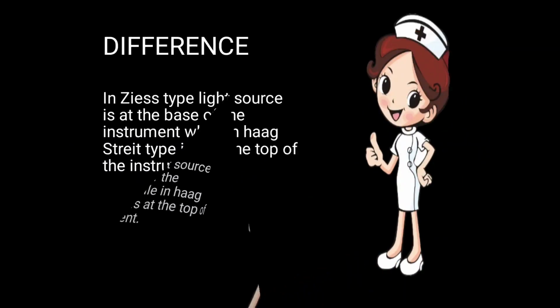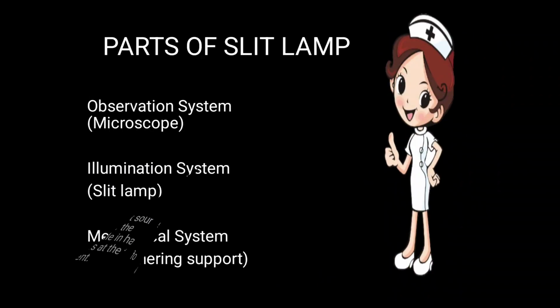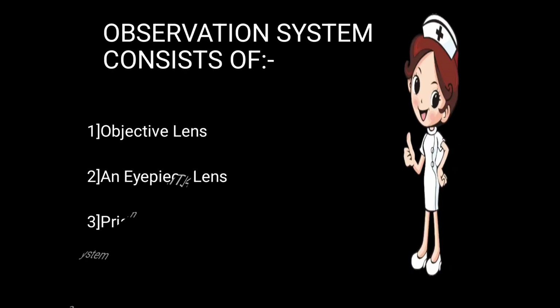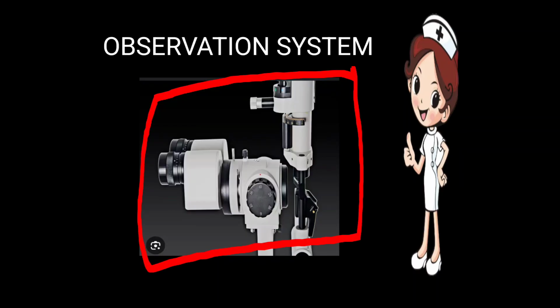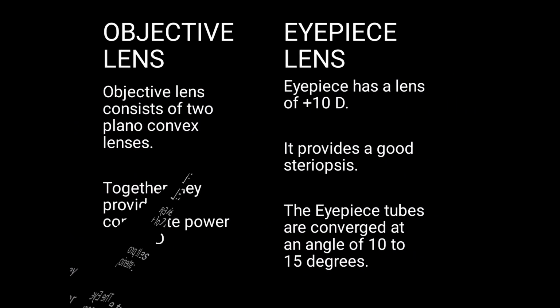Next one, parts of the slit lamp. We have three parts: the observation system, the illumination system, and the mechanical system. Let's see them one by one. The observation system consists of the objective lens, an eyepiece lens, and the prism. If we cut down the part of the slit lamp, it consists of the observation system.